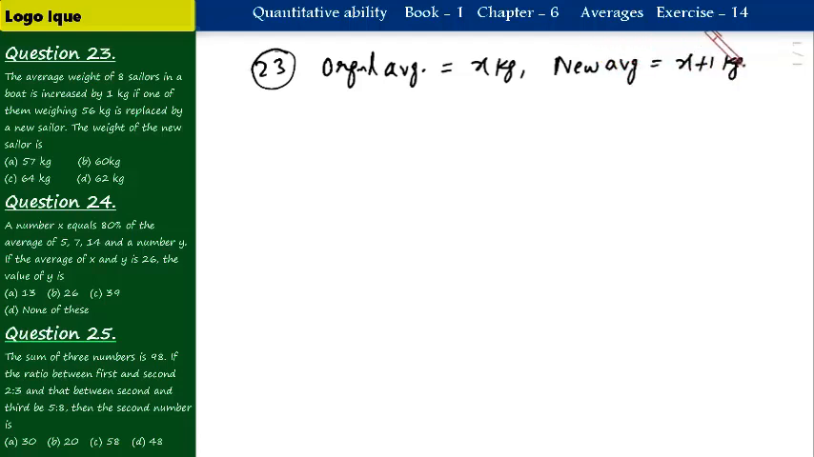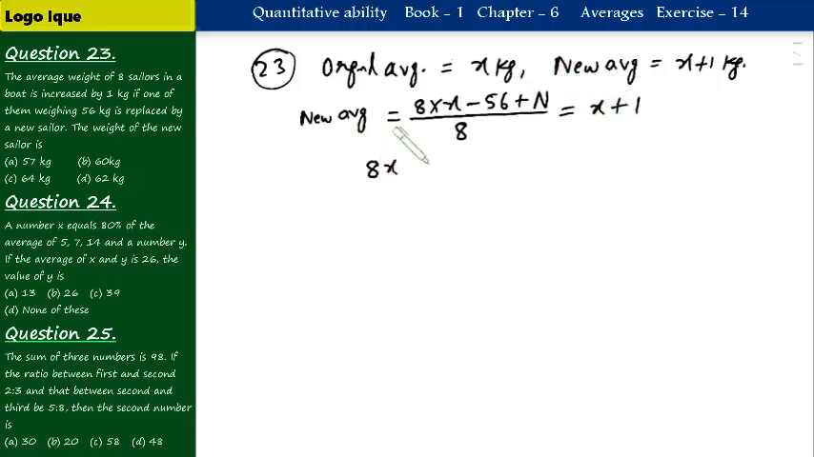The new average should be calculated as follows. There were 8 people, so 8 into x was the original sum. One of them weighing 56 kg is replaced, so 56 is going out, so minus 56 plus the new sailor, let's say n kg. Divide by the number of people, which will remain the same, so 8. This should be equal to the new average, that is x plus 1.